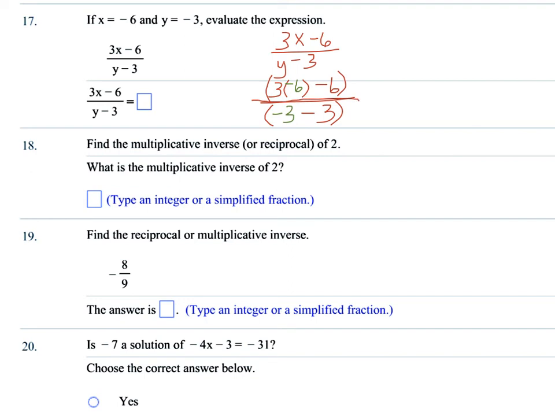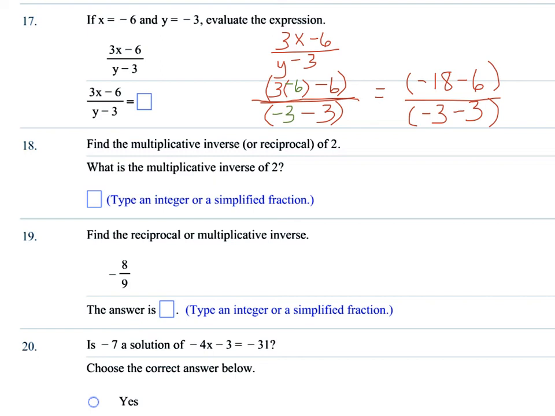So in the numerator of the fraction, I need to do my multiplication first. Remember, 3x means 3 times x. So I'm going to do 3 times negative 6, since I've replaced x with negative 6. 3 times negative 6 is negative 18, so in the numerator I have negative 18 minus 6, and then in the denominator negative 3 minus 3.